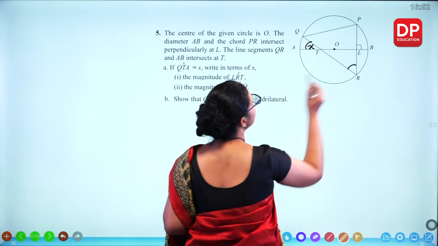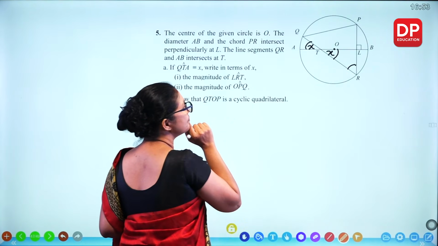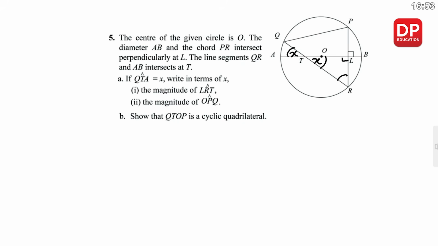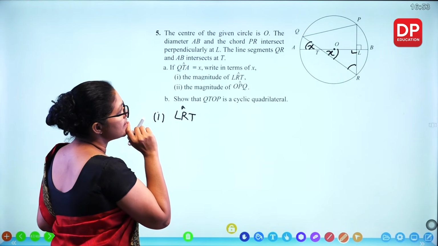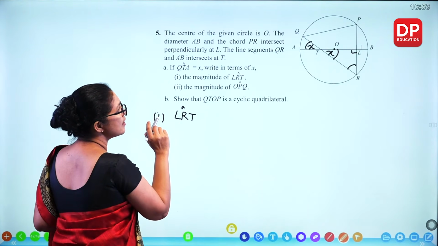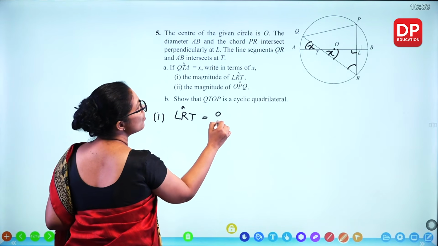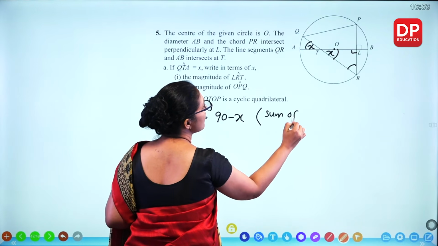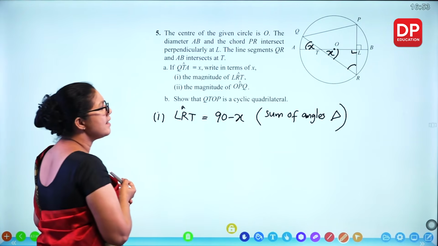LRT, this angle. If this is X, this is X. This is 90 degrees. So what's the LRT angle? LRT is 90 minus X. So we can write LRT is equal to 90 minus X because the sum of angles in a triangle is 180.